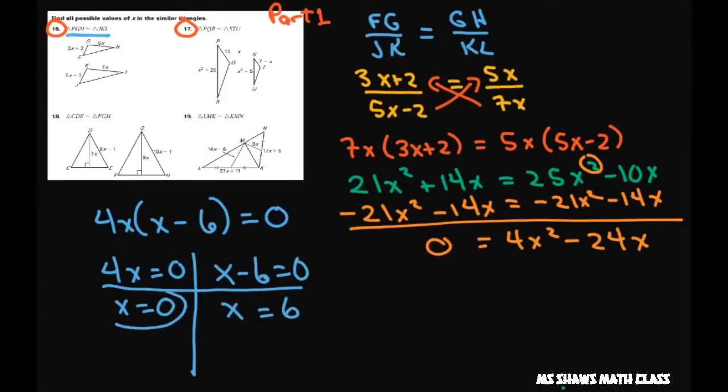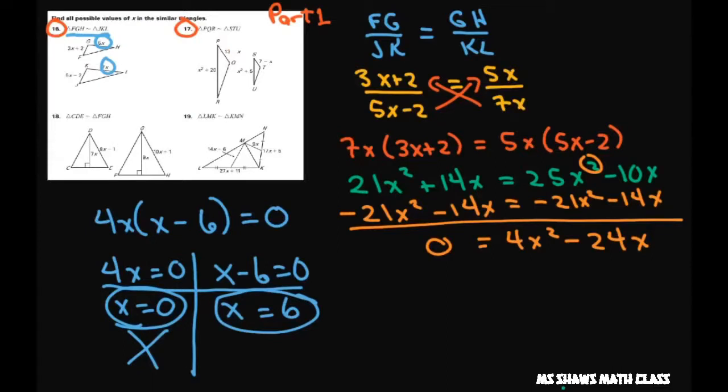When you test this x equals 0, you plug it back in here, you get a 0 length, which doesn't make sense. So we're going to disregard this as an extraneous solution, and our final answer would be 6, and you can always plug it in and check it.